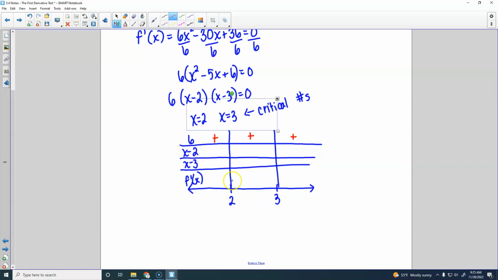For x minus 2, if I plug in something like 0, I'll get a negative, but then anything bigger than 2 is going to give me a positive. For x minus 3, if I plug in something like 0, I would get a negative. I'll also get a negative here, but then anything bigger than 3 will give me a positive.